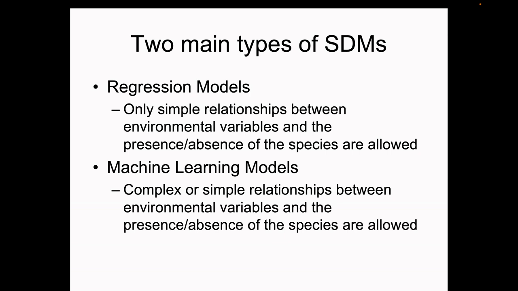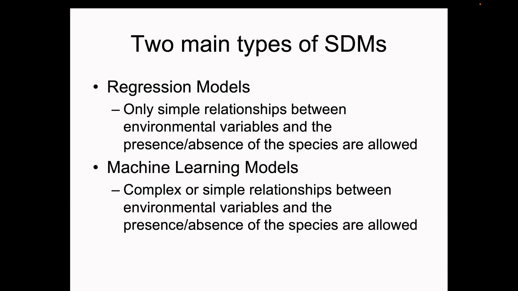Now we're going to talk about how species distribution modeling actually works in practice. I'm going to try to make this more tangible. The two main types of species distribution models are regression models and machine learning models.